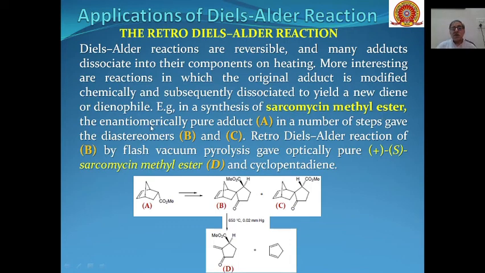the enantiomerically pure adduct A, in a number of steps, gave us these two diastereomers B and C. Now the product B, on retro-Diels-Alder reaction at 650 degrees centigrade, gives us this product D and cyclopentadiene, through flash vacuum pyrolysis, to give this S-sarcomycin methyl ester as the product.